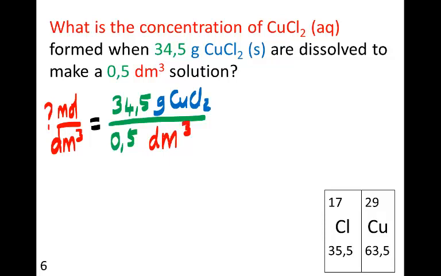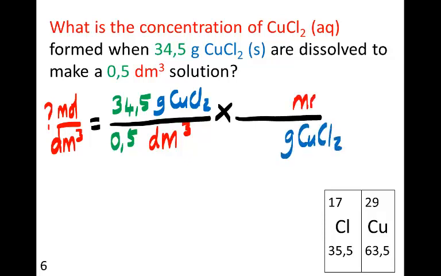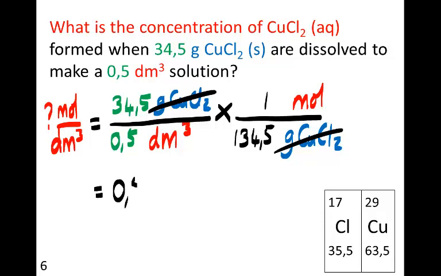So the decimeter cubed part is where we want to end, but the gram part we need to convert into moles. So we need our conversion factor with grams of copper chloride down at the bottom and moles at the top. As we've already said, the molar mass of copper chloride is 1 mole has a mass of 134,5 grams. So grams copper chloride cancels away and our unit is mole per decimeter cubed, which is what we want. 34,5 divided by 0,5 divided by 134,5 equals 0,51 mole per decimeter cubed, or we can just say molar.